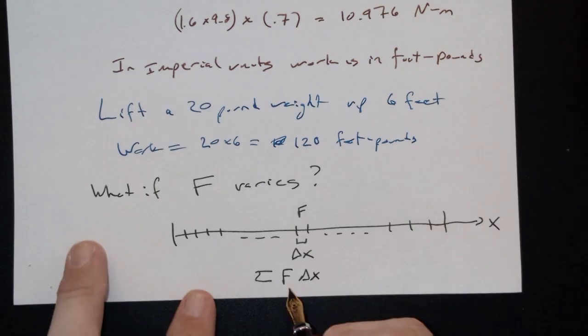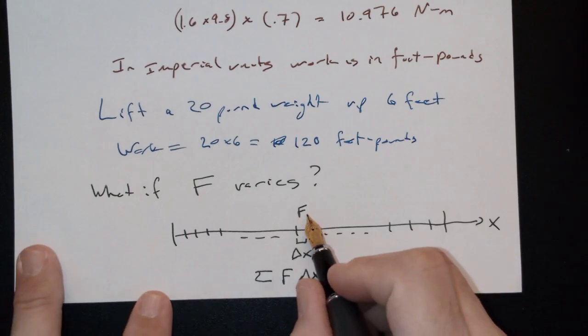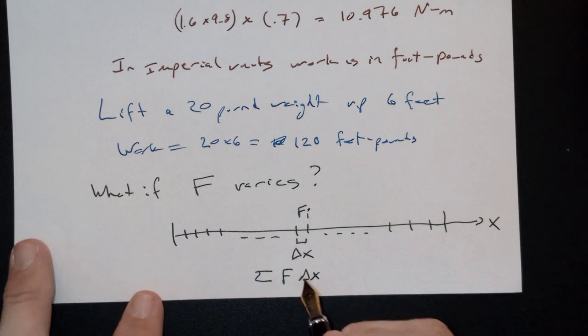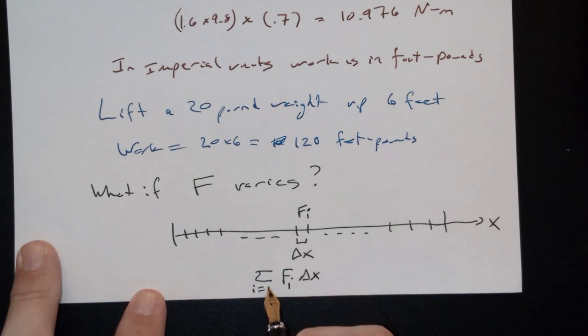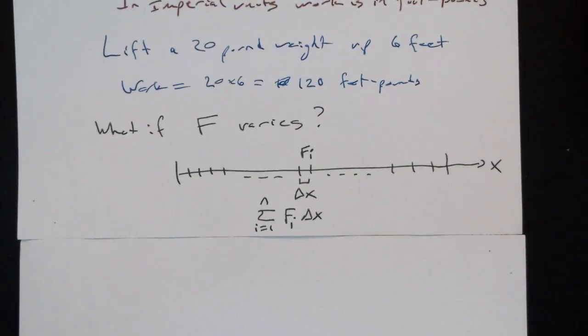So I would say, oh, well, we'll make this a spot. We'll make this the ith spot. And then we'll make it i going from, oh, wait a minute. I've seen this before. What's that look like? My buddy Riemann. Which really means an integral. If I want to deal with a varying force, I integrate.